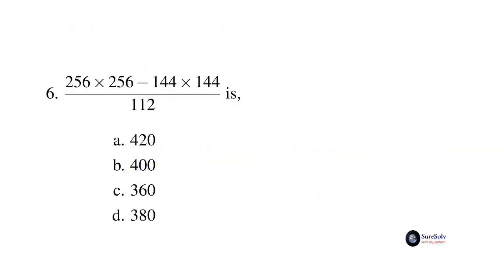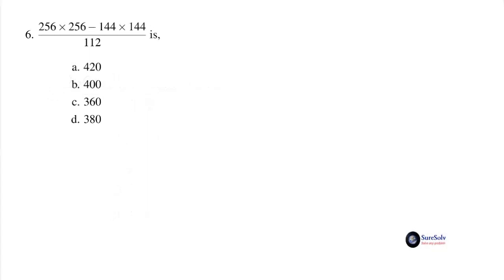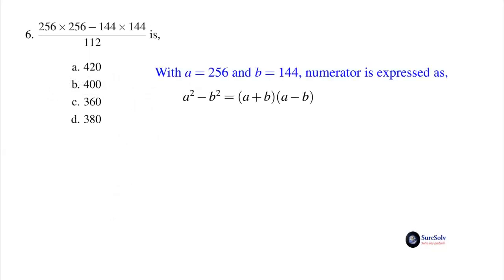256 times 256 minus 144 times 144 divided by 112 equals how much? Seems that evaluation needs a lot of calculation. But the pattern that avoids almost all the calculations is the numerator is in the form of a square minus b square equal to a plus b multiplied by a minus b, where a equal to 256 and b equal to 144. With a equal to 256 and b equal to 144, a plus b is conveniently 400.